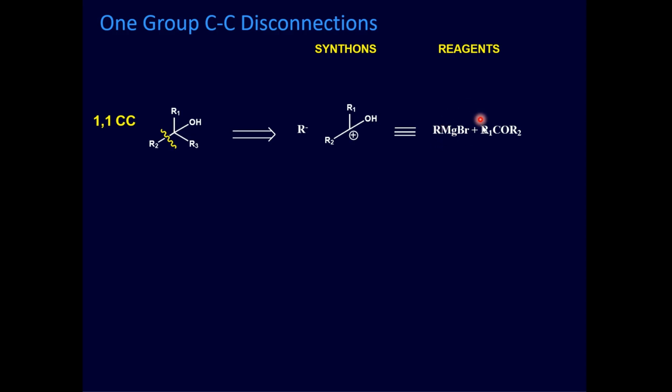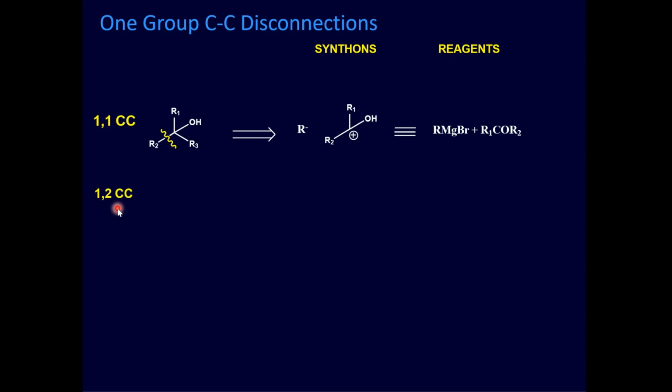R minus combines with the carbonyl carbon, attacking the positive center, and the pi electrons move onto the oxygen. O minus combines with H to give OH, and I'll get the corresponding tertiary alcohol. This is the strategy to prepare tertiary alcohols by the 1,1 CC disconnection approach.